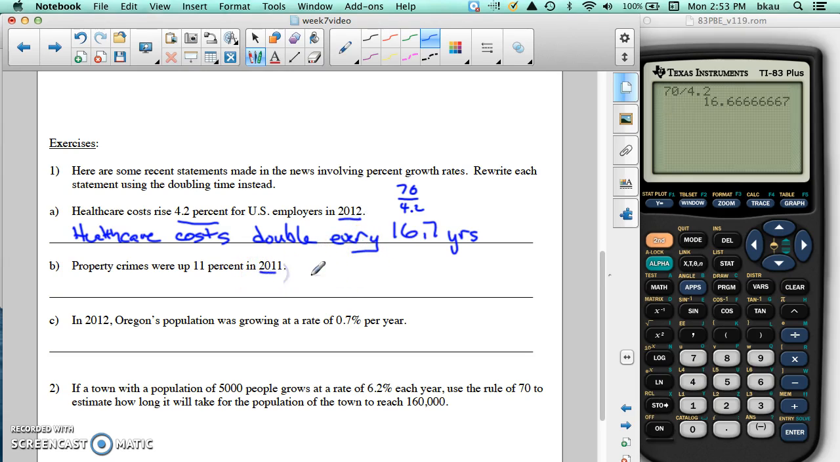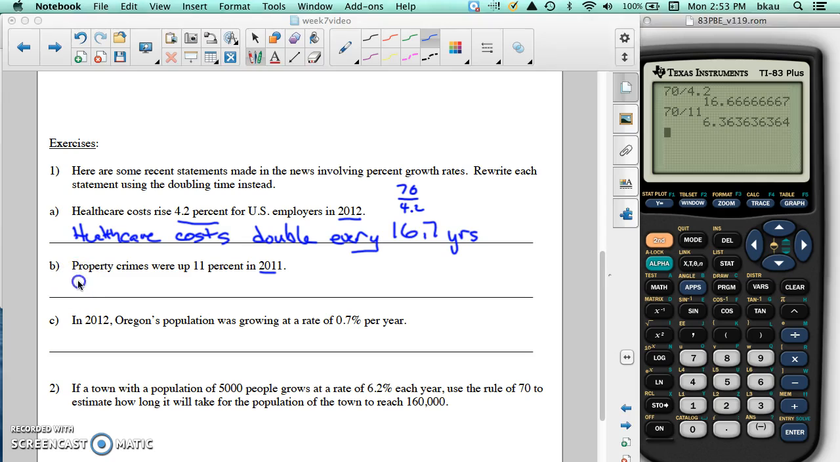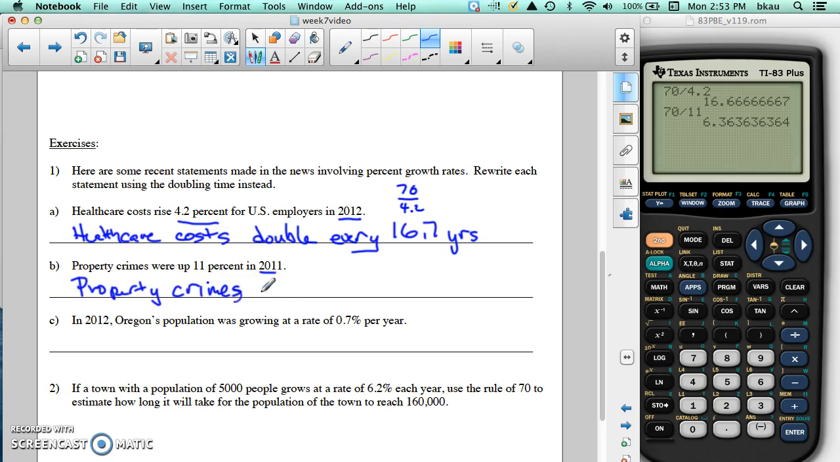Okay, the next one, we're going to do 70 divided by 11%, and that would be 6.3. So property crimes double every 6.4 years starting in 2011. This is doubling starting in 2012 for that one.